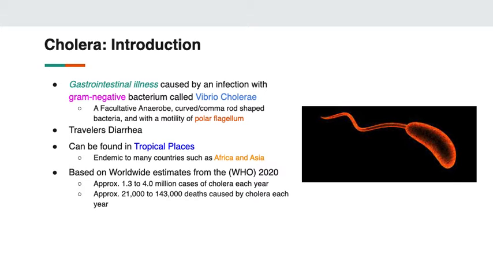Based on worldwide estimates from the World Health Organization from the 2020 survey, there are approximately 1.3 million to 4 million cases of cholera each year, and approximately 21,000 to 143,000 deaths caused by cholera each year.